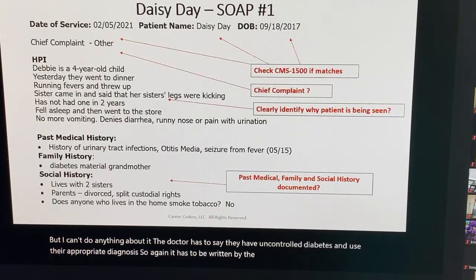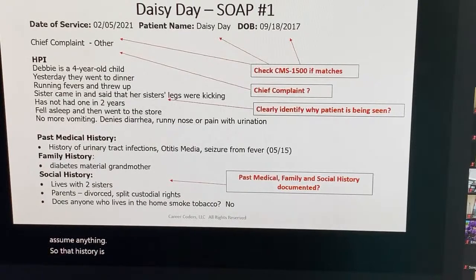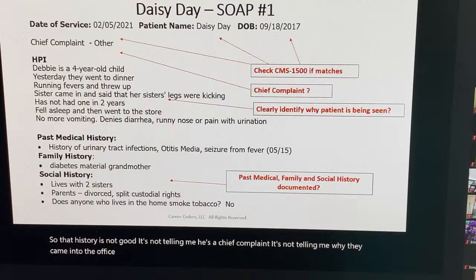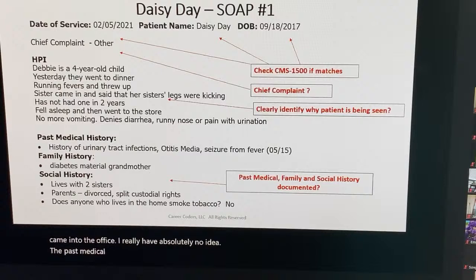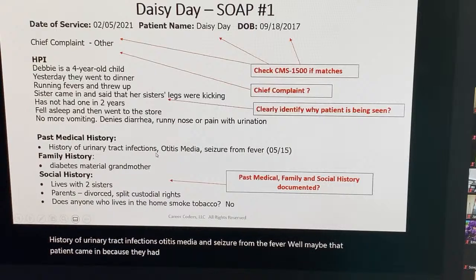We cannot assume anything. So that history is not good. It's not telling me the chief complaint. It's not telling me why they came into the office. I really have absolutely no idea. The past medical history identifies history of urinary tract infections, otitis media, and seizure from the fever. Well, maybe that patient came in because they had an earache, and then they have a fever with it, and some type of virus, or they had a seizure.